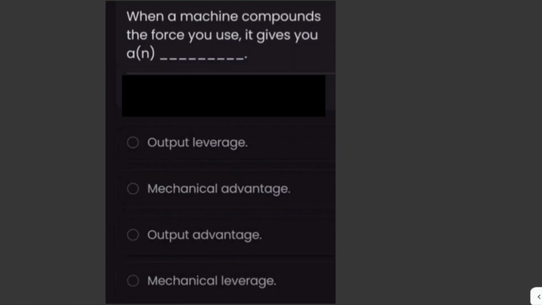When a machine multiplies the force you use, it gives you a: output leverage, mechanical advantage, output advantage, or mechanical leverage. The answer here is mechanical advantage. Mechanical advantage is the advantage gained by using a simple machine to complete a task. It is a measure of the force amplification that occurs when we use tools like levers, gears, or pulley systems.